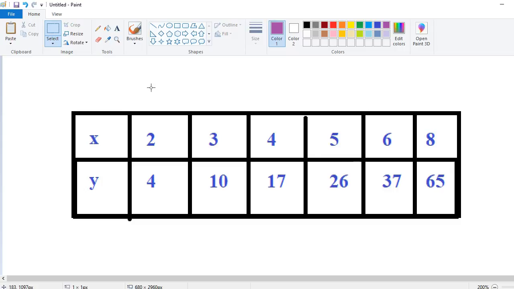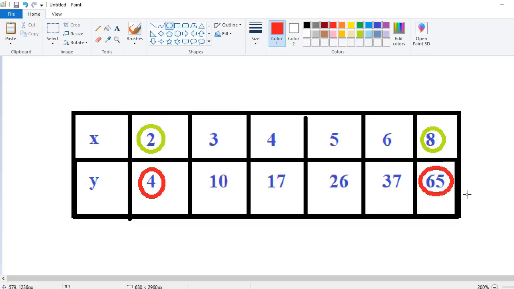In this example, we want to look at what our maximum and minimum values are on both our axes. Looking at my x-axis, I can immediately see that my lowest value is 2 and my highest is 8. Looking at my y-axis, I can immediately see that my lowest value is 4 and my highest value is actually 65. So there's a bigger range between our maximum and minimum values on our y compared to that of our x.